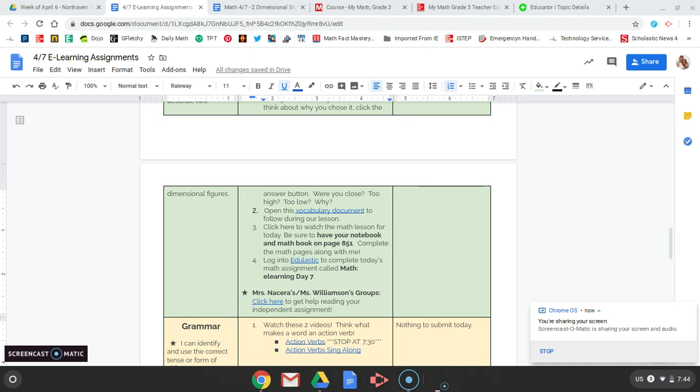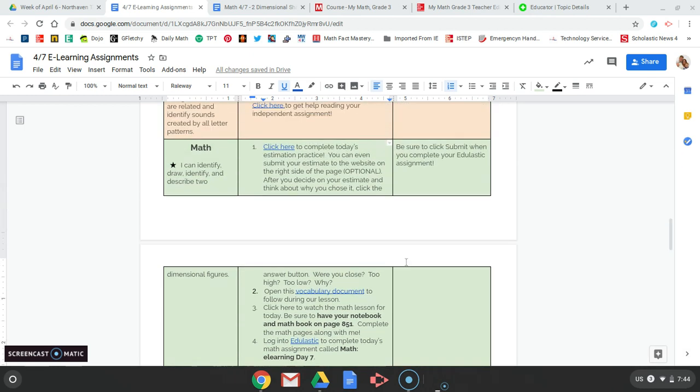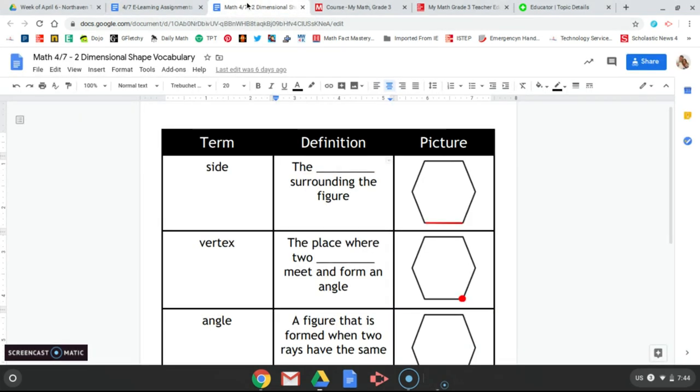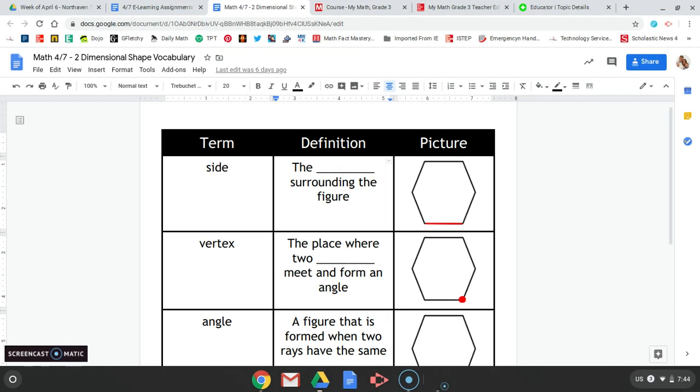Okay, Eisenberg kiddos, this is your math lesson for Tuesday, April 7th. From your assignment doc, you're going to want to click here where it says vocabulary document and pull up the document that looks like this. You will also want to have your math book out and ready and go ahead and turn to page 851. You can pause now if you would like to do that.